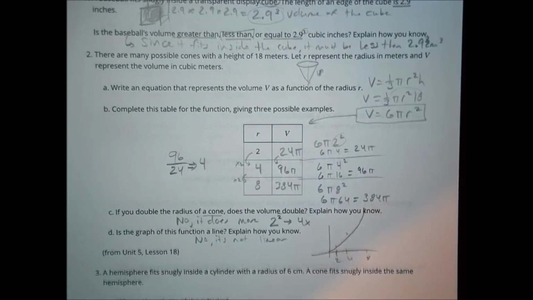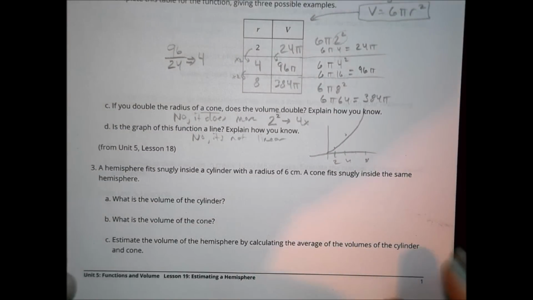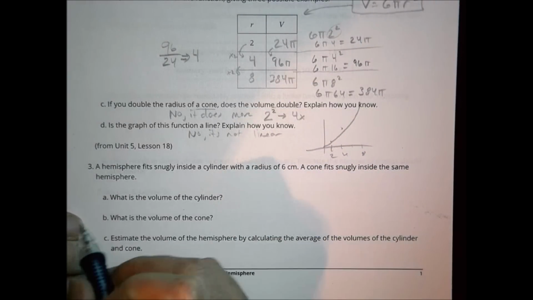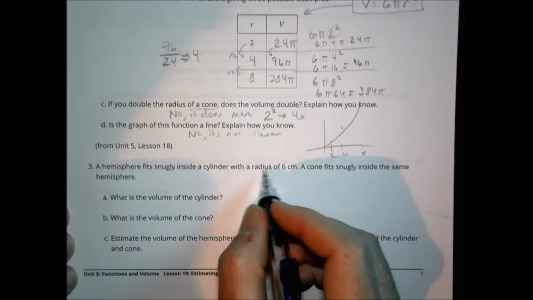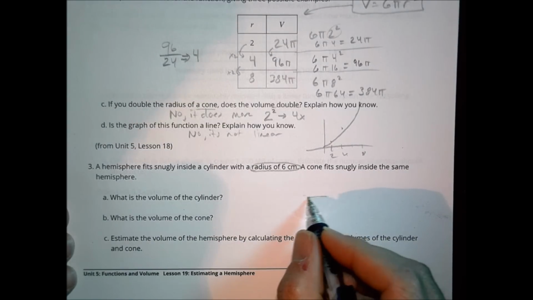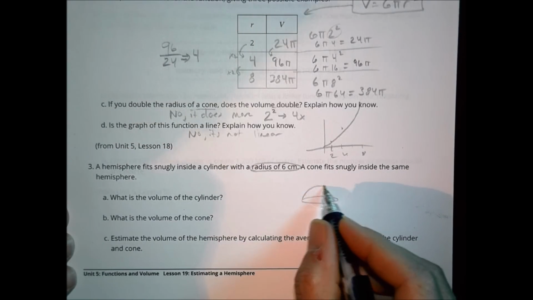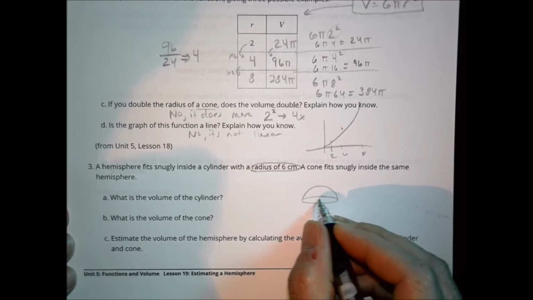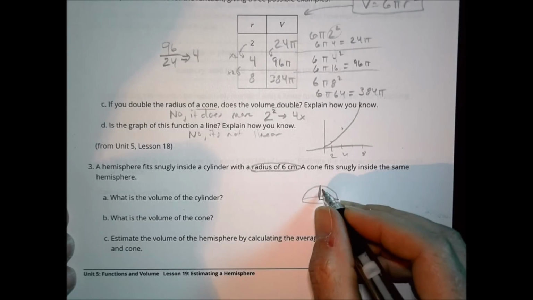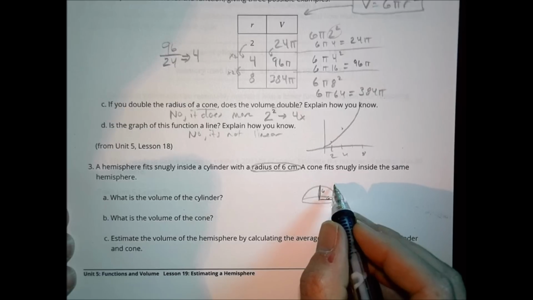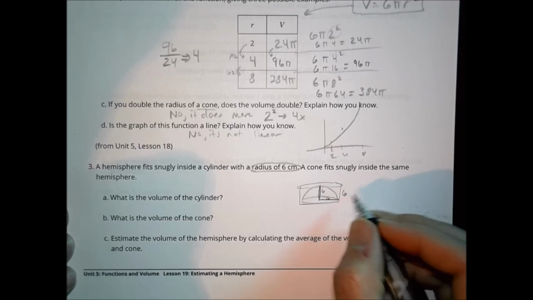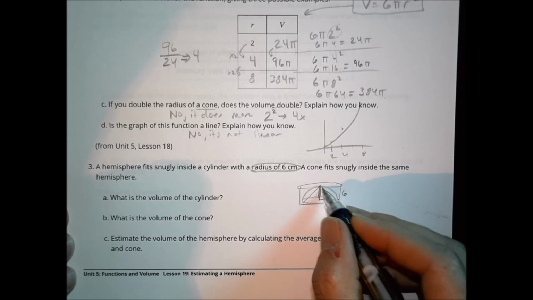Okay, number 3. A hemisphere fits snugly inside a cylinder with a radius of 6 centimeters. A cone fits snugly inside the same hemisphere. Okay, let's remember that the radius is 6 of this hemisphere. So if we have this hemisphere like something like this, right, and the radius is 6, that also means that the height of that object right there is also 6. So when it fits inside of a cylinder like this, that height is going to stay 6, and the cone is going to be here, which also has a height of 6.